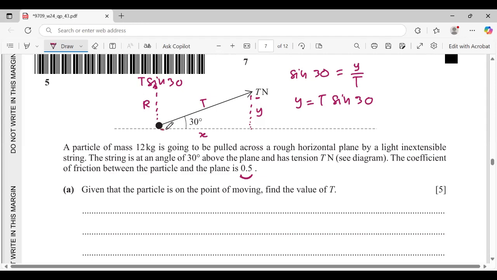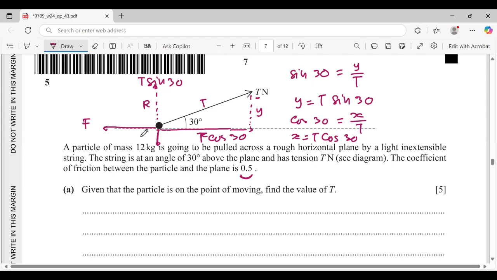And for this axis x, cosine 30 equals x over t, so x equals t cosine 30. So there's a component here, this is t cosine 30. And after that, a component to the left side, and this component I would like to call f. And downwards, of course, this is m times g.